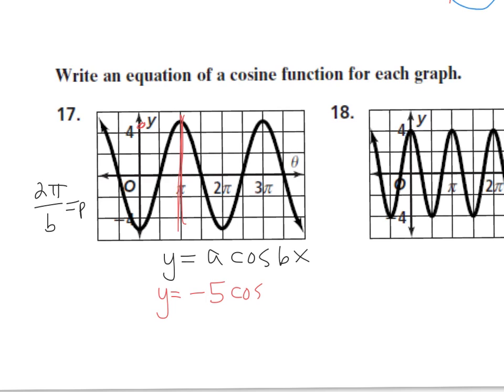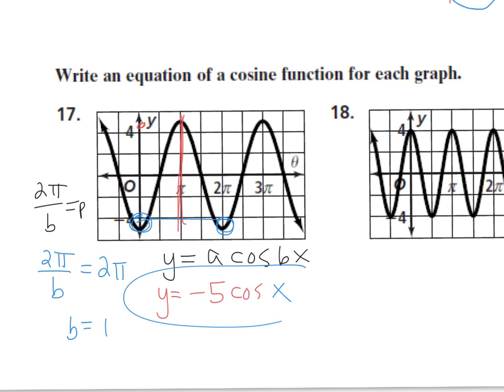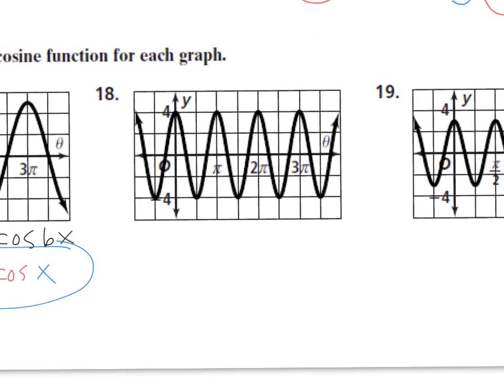And now I have to figure out my b. So the period is going from here to here, so that's 2 pi. So I'm going to write 2 pi divided by b equals the period, which is 2 pi. So b has to be 1. So that means that this function is -5 cosine of 1x, or x. So I still have to find my a and b just like I do the sine function.